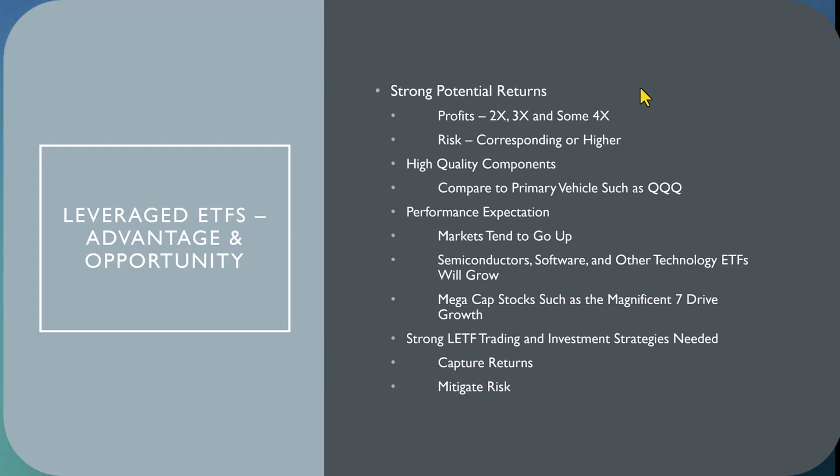These, in many cases, based on indexes, correspond with semiconductors, with software, with other high-tech ETFs, which have a very strong growth potential. They can also be around very large mega cap type stocks like the Magnificent Seven as an example. And an example of this would be FNGU, another 3x leveraged ETF. But these are typically very high growers.